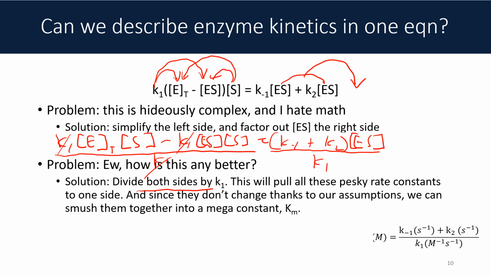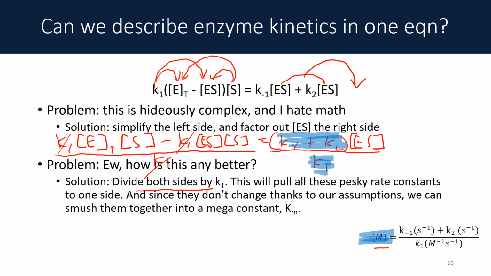And what will that look like? It will look something like this. We can call it, I don't know, Km. And over here, I have shown all of the unit cancellations that occur between the k minus 1, the k2, the k1 constant. It works out to have a unit of just simply molar. And that's important. Keep that in the back of your mind.